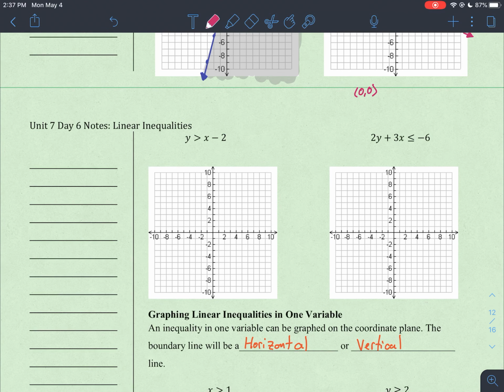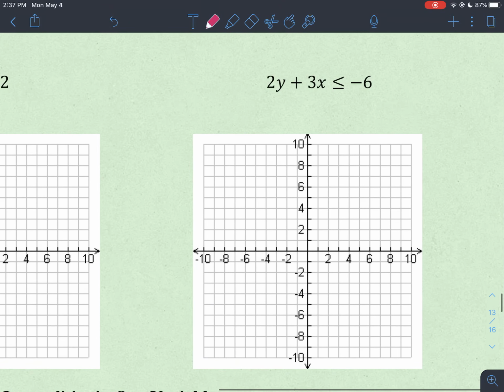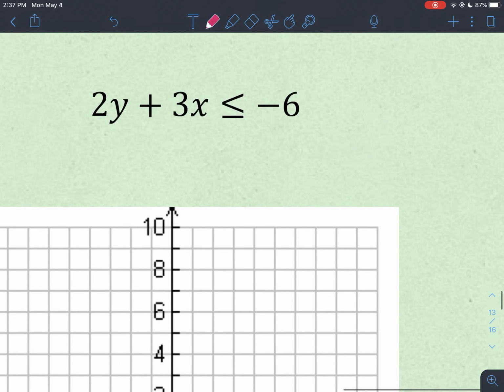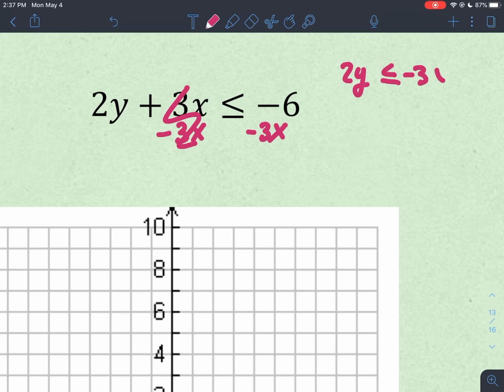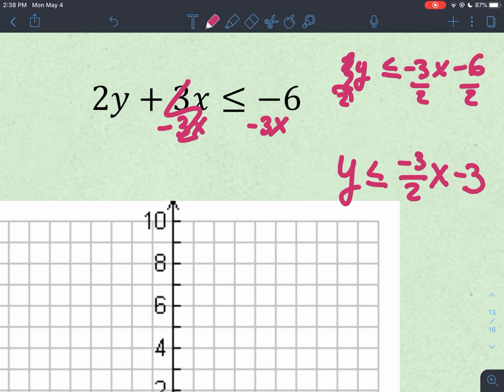Let's look down here, and we want to write it in slope-intercept form because that's going to be the easiest way for us to do it. So we might have to do a little bit of adjusting. Let's get that y by itself. We'll subtract the 3x from both sides. So I've got 2y is less than or equal to negative 3x minus 6. Divide by 2 to get the y by itself. And I've got y is less than or equal to negative 3 over 2 x. Negative 6 divided by 2 is going to be negative 3.